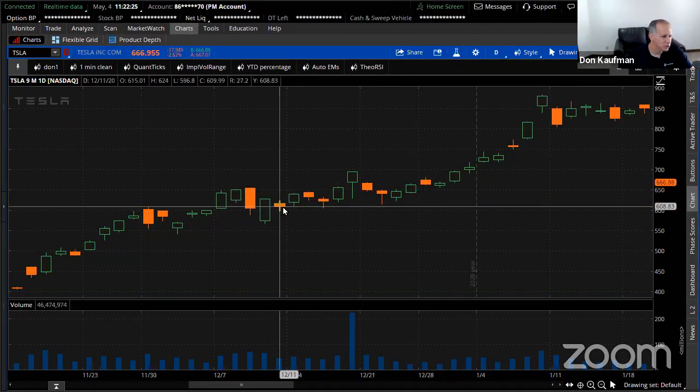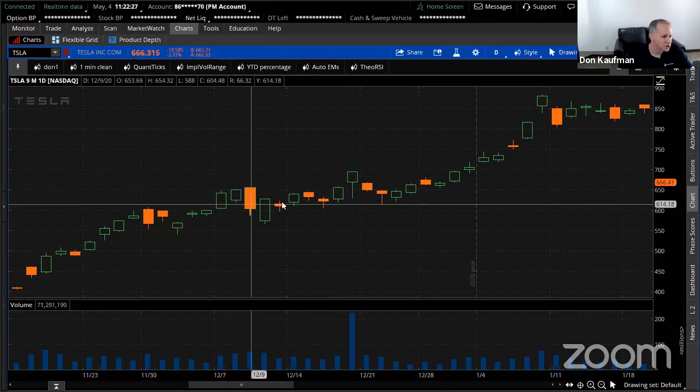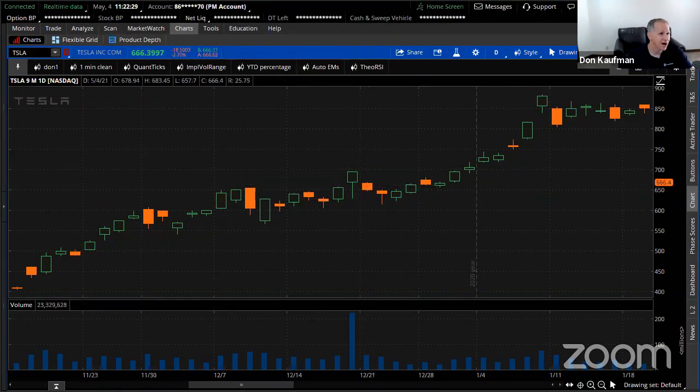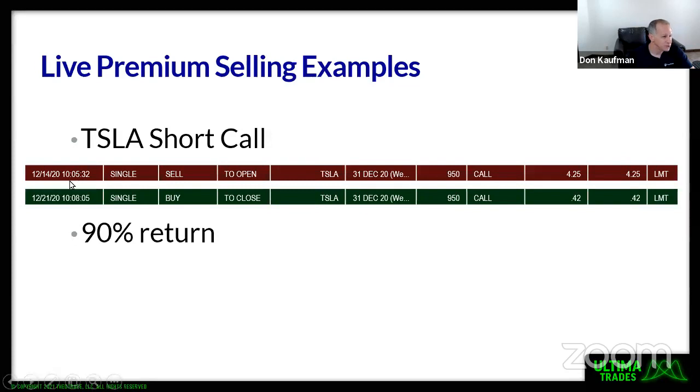So I opened the trade here and closed it here. The stock literally moved up, okay? You see the dates, the stock moved up and I still made a 90% return. You're like, how's that possible? Skew. Skew has been huge. I did the same thing a couple of weeks before that. Skew was huge again.